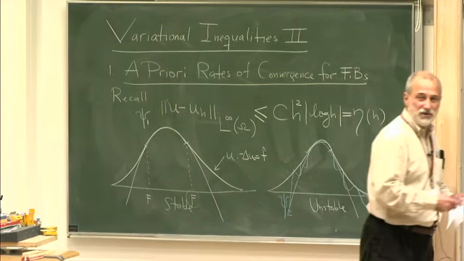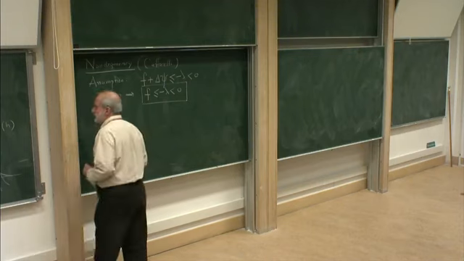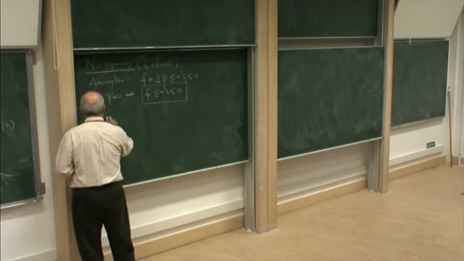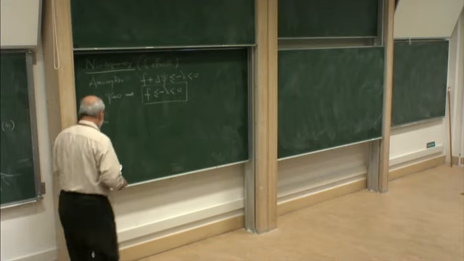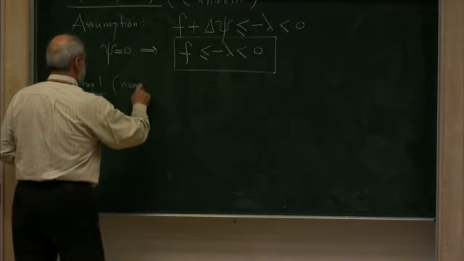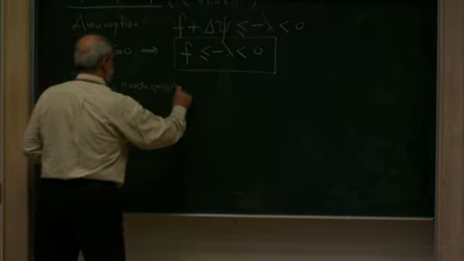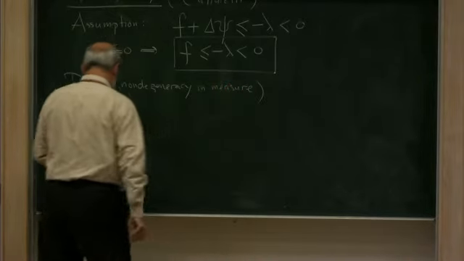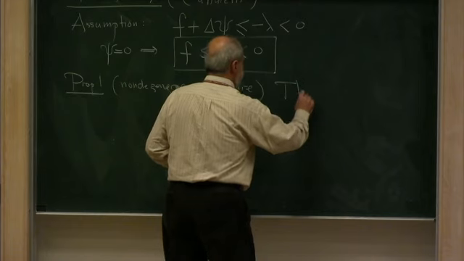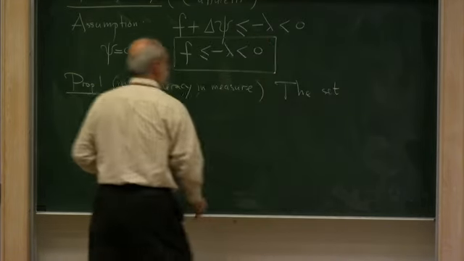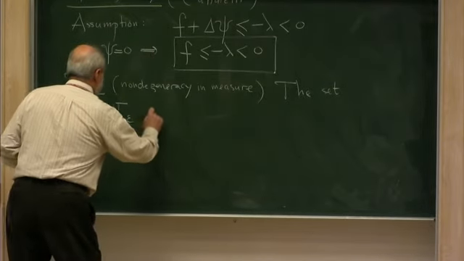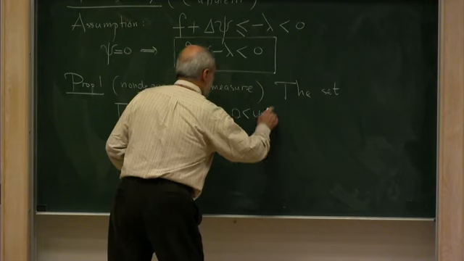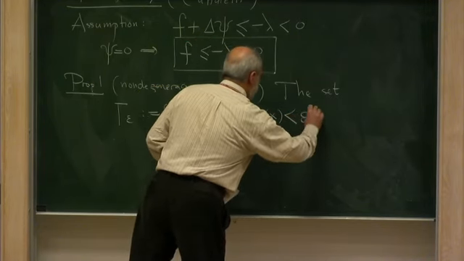So I will review very quickly some of the results because they have to do with the analysis that I want to explain. So the first result, let me call it proposition 1, all due to Caffarelli, is the so-called non-degeneracy measure. And it goes like this. The set, let me call it gamma epsilon, is defined as the set of points in omega such that the function u is bigger than 0 but less than epsilon squared.